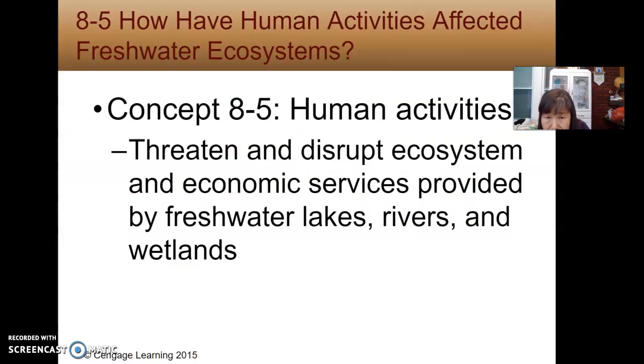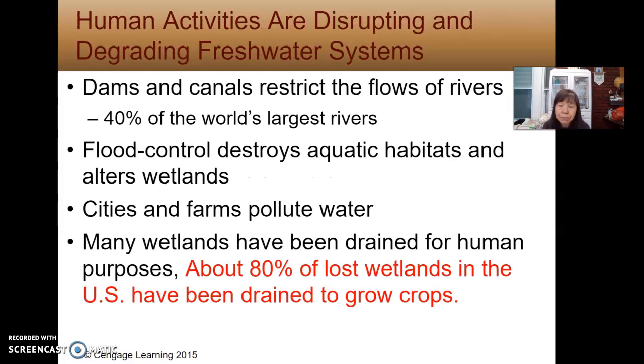So here is the last section. We're looking at how human activity impacts the economic and ecological services provided by freshwater. Pretty similar to what we have seen in 8.3, our activity damaging the marine ecosystem. Okay. So we build a lot of dams and canals to use water.